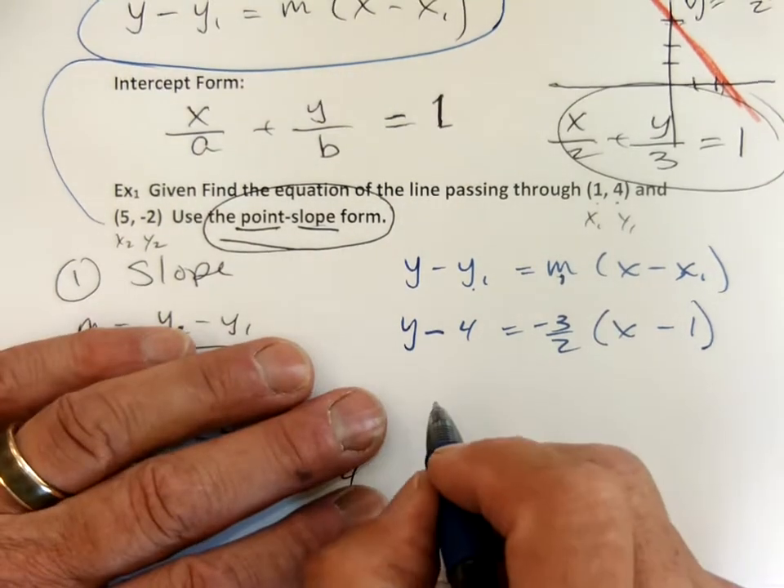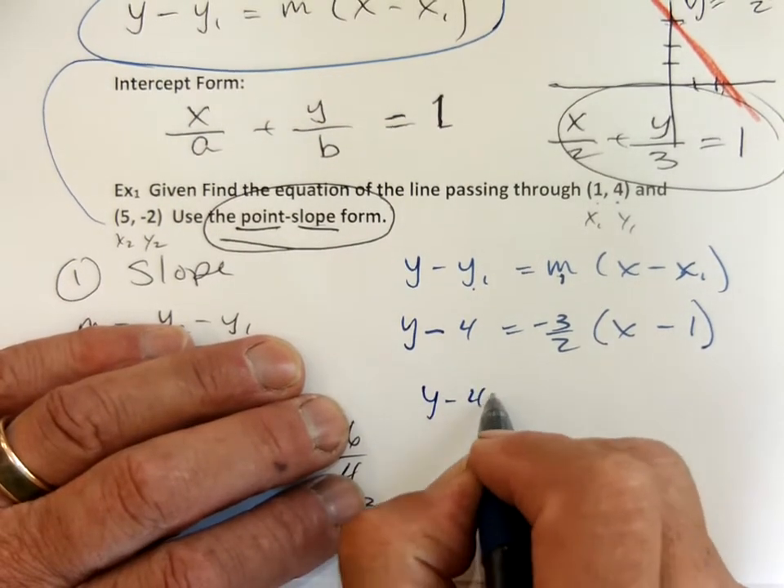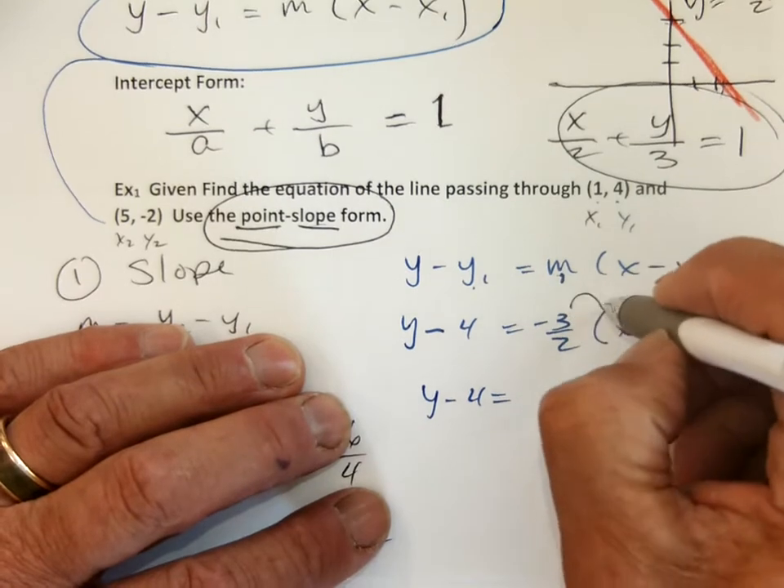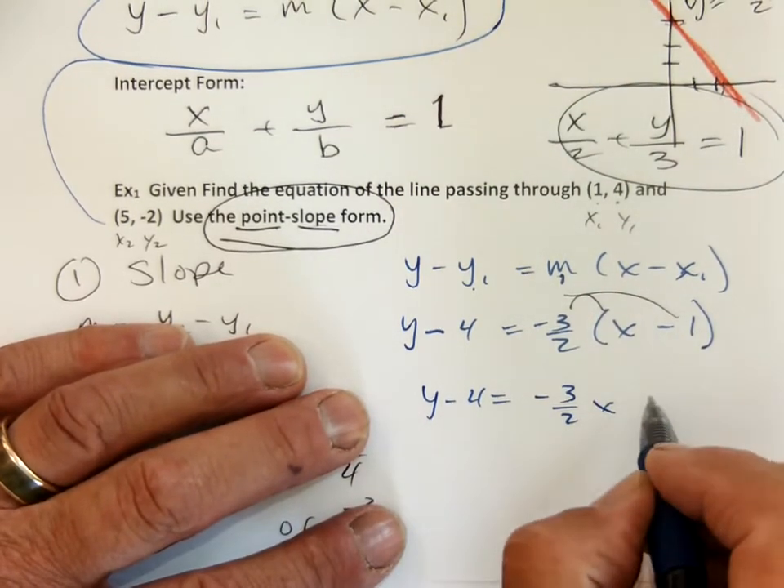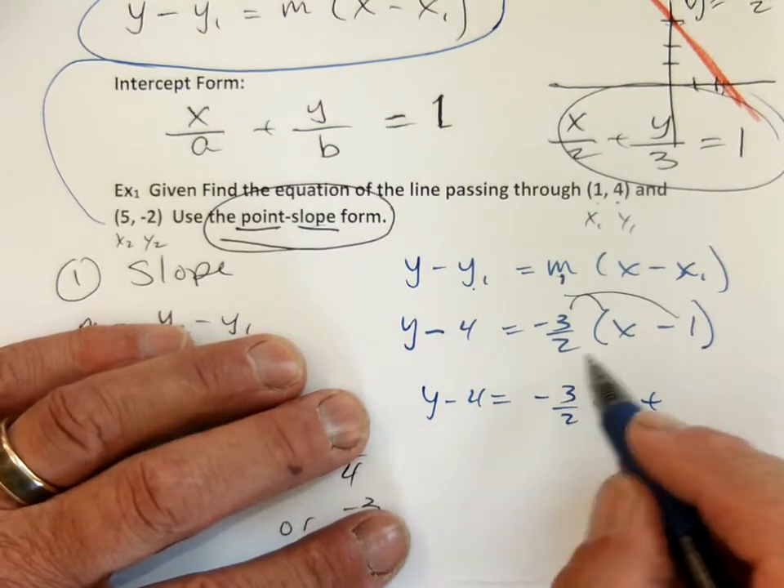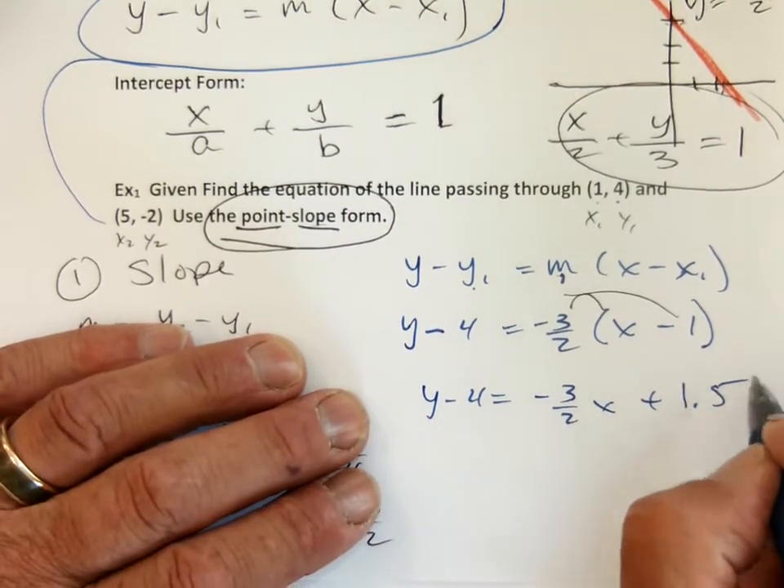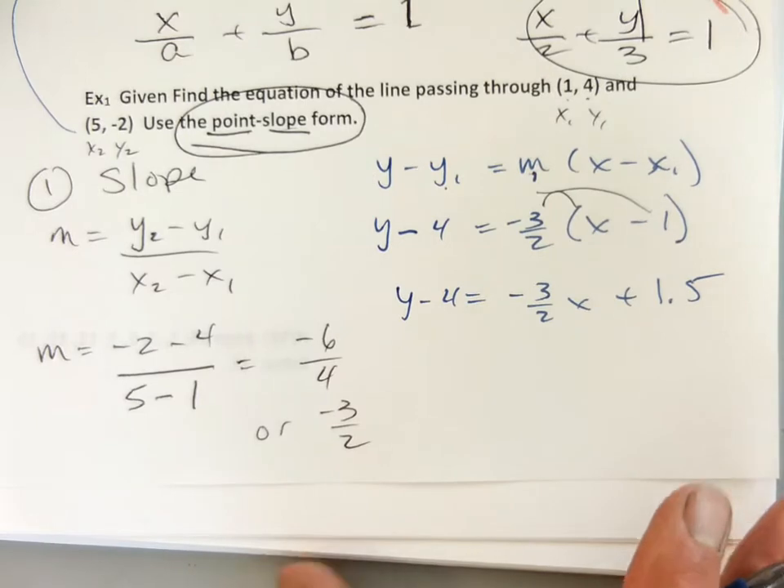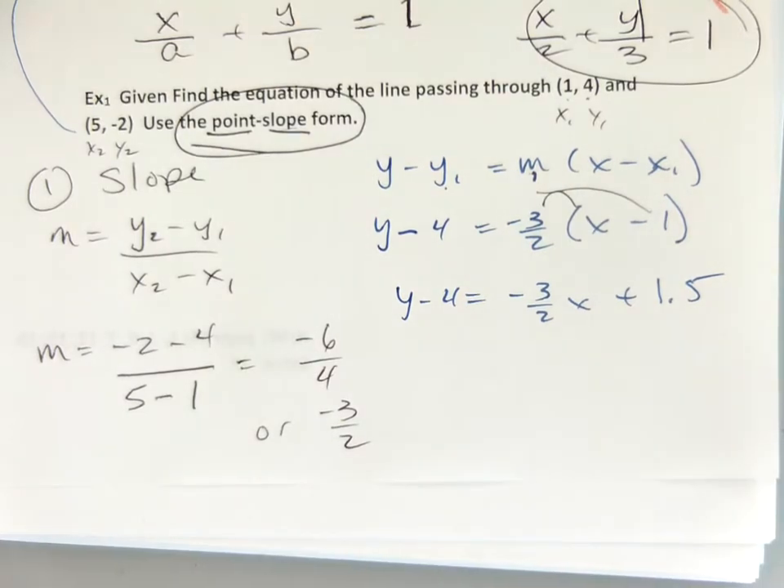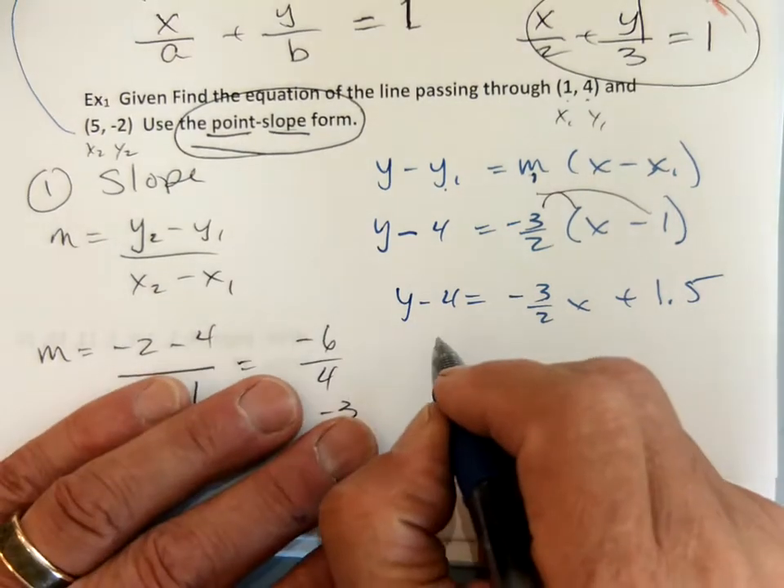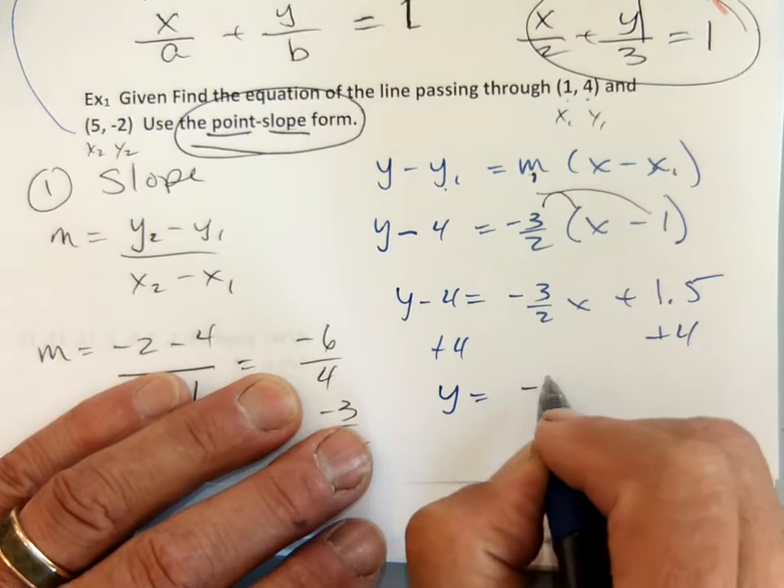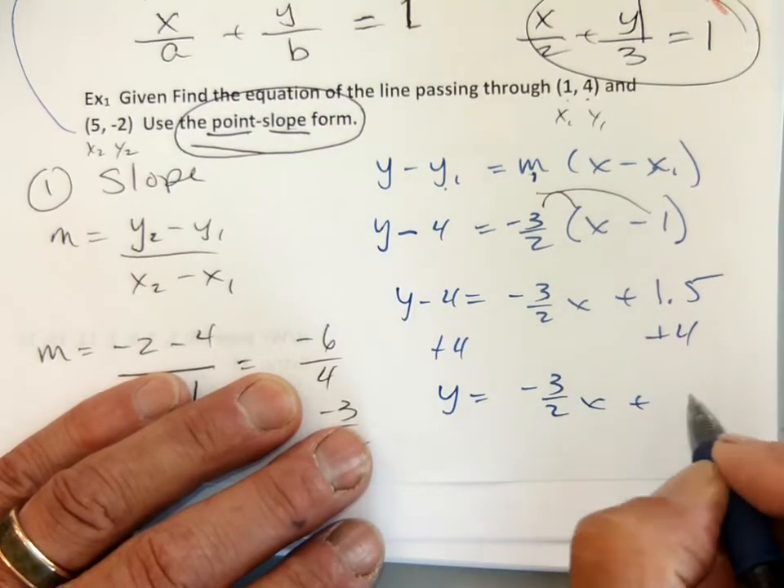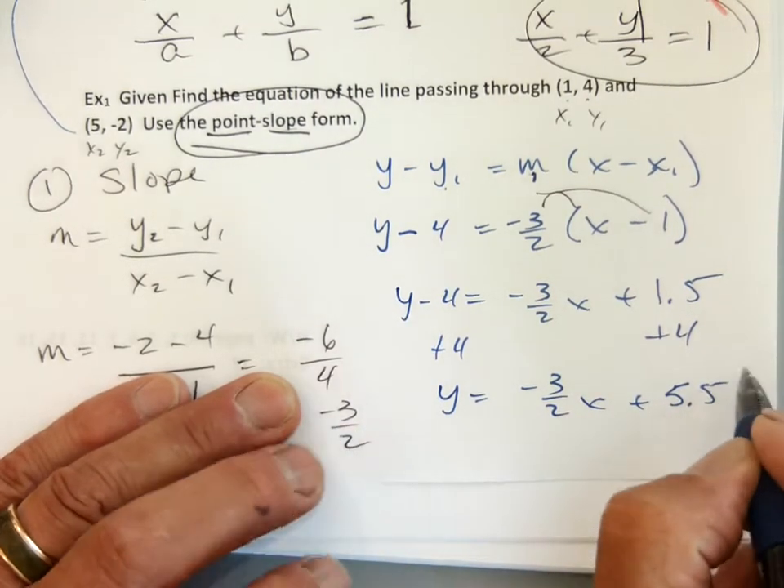Okay, so I'm just going to simplify. Y minus 4 equals, I'm going to distribute this times this times this. Negative 3 halves x plus, and I may as well make it 1.5 just to make it easier to add 4. I could have left it as 3 halves, but anyway. Plus 4, y equals negative 3 halves x plus 5.5.